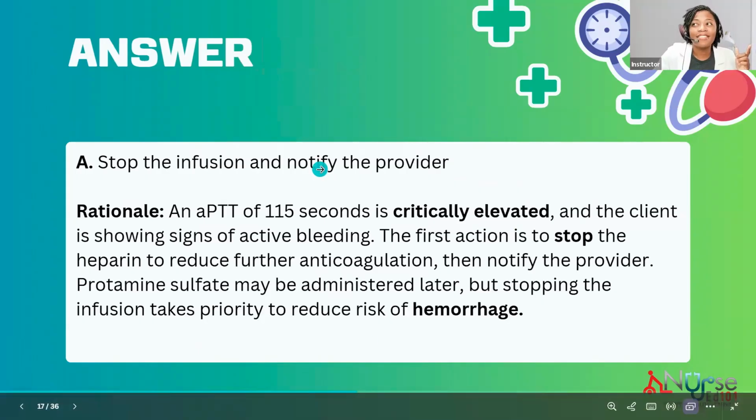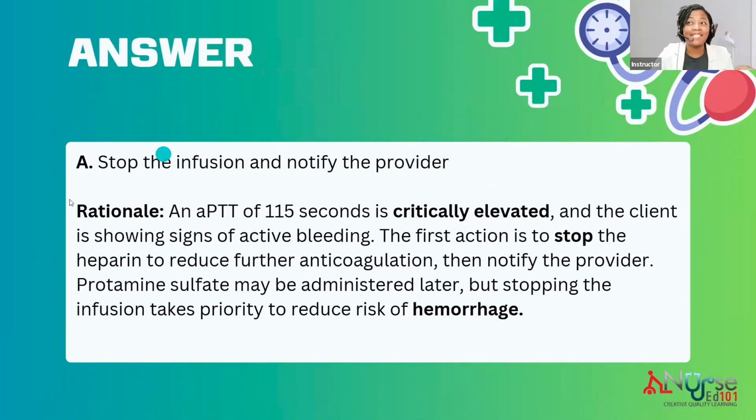But guess what? Before we called the provider, we did something that was within our scope and also within our critical thinking, our clinical judgment pathway. We realized we had to stop it. Once again, that 115 is way too high. The patient's got symptoms, they're bleeding. We've got to stop it.